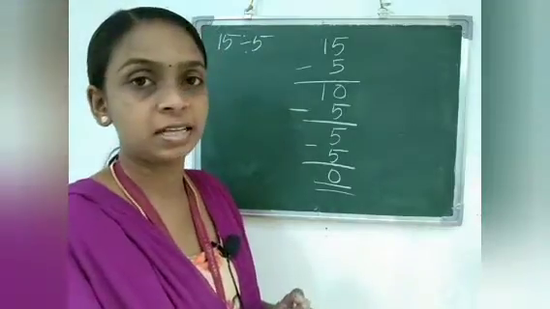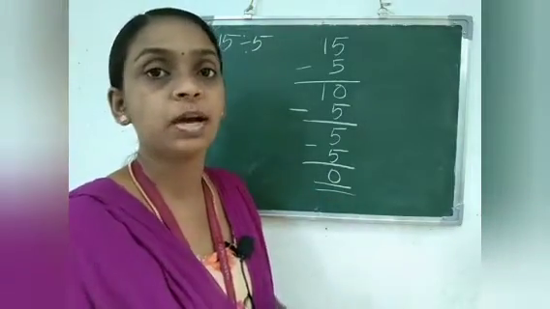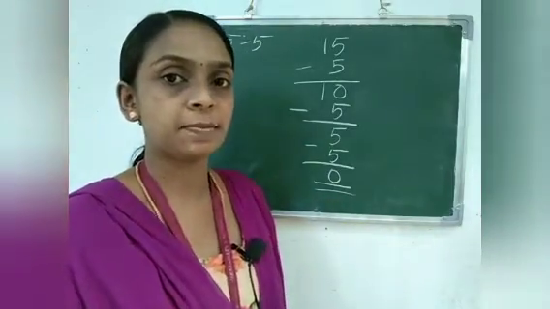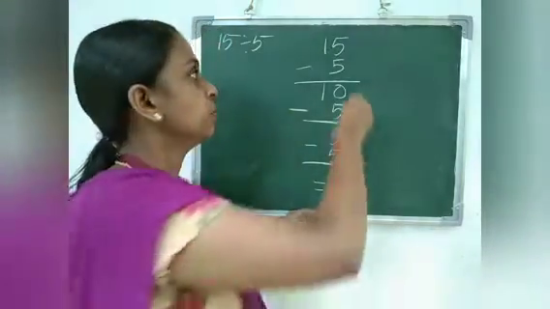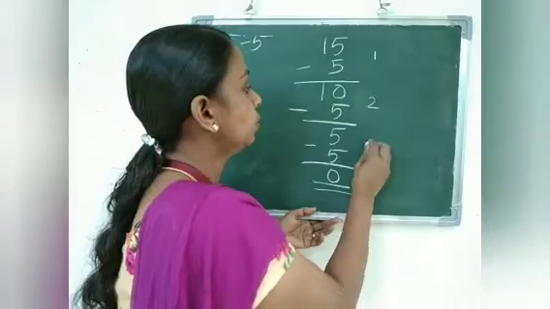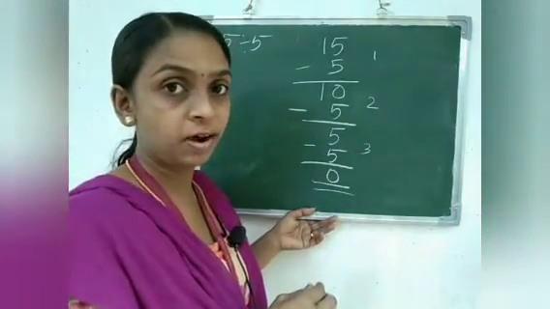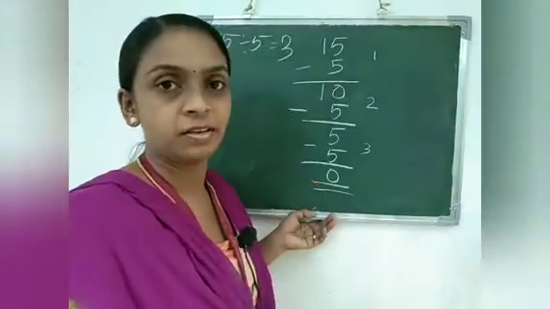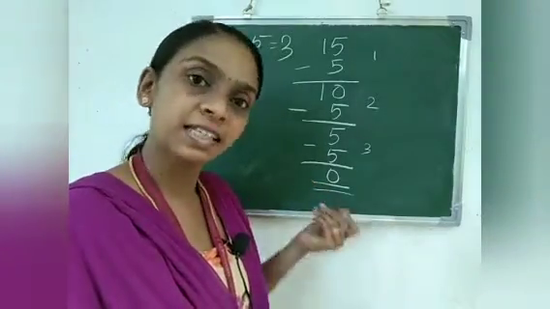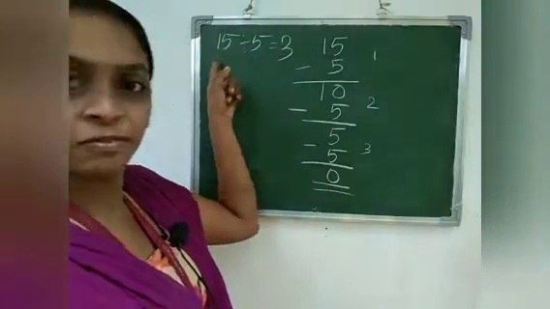So what is the answer? How many steps did we take to get 0? That steps we have to count. That is the answer. So, 1, 2, 3. So what is 15 divided by 5? 15 divided by 5 is 3. That is 3 fives are 15.